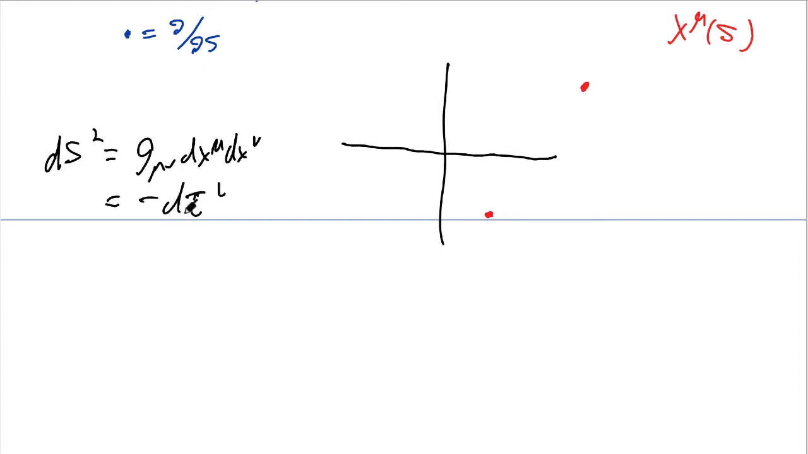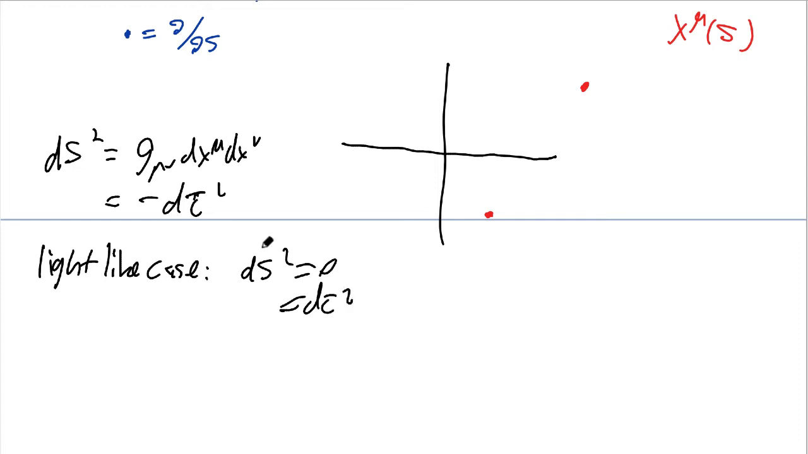So in the case of time-like geodesics, we parameterize our curves with proper time tau. In the case of space-like geodesics, we parameterize with proper distance s. But in this null case, the light-like case, ds squared is 0, or d tau squared is 0. They're both 0, so there is no ds or d tau. But we can still parameterize the curve between events with some parameter lambda. So we'll call this curve x mu of lambda.